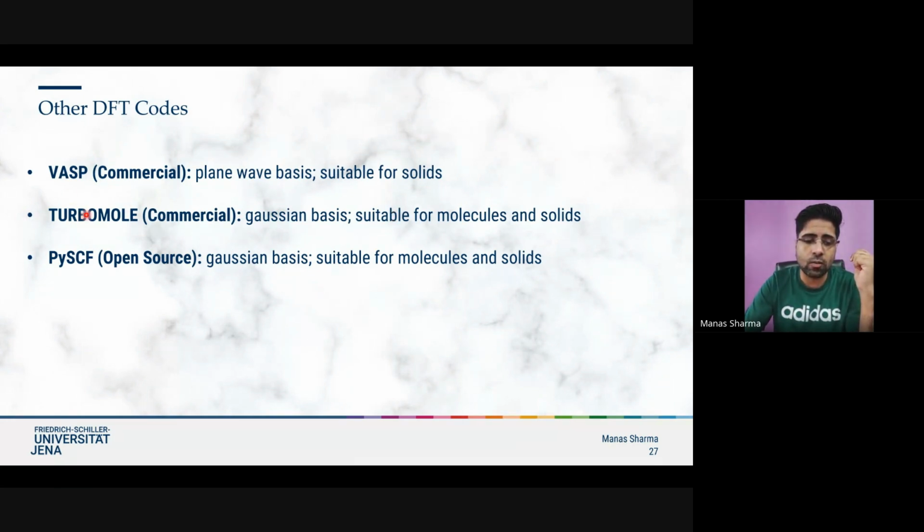And this is what I've worked with during my PhD. And then you have PySCF, which is open source, so that is a very good thing, but it is not very efficient. If you compare PySCF with TurboMole, it would be like 10 to 100 times slower, but it is very similar to TurboMole conceptually, and if you're looking for a free Gaussian basis DFT code, then PySCF also does the job quite well.